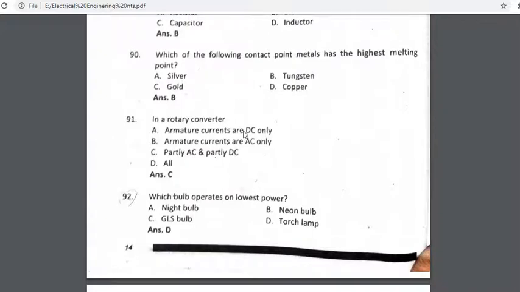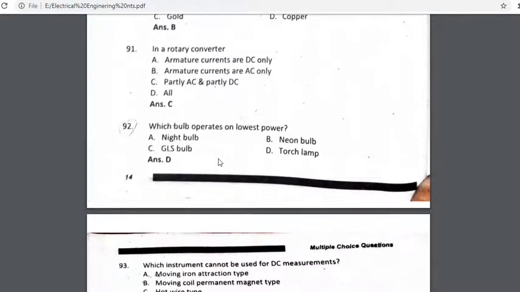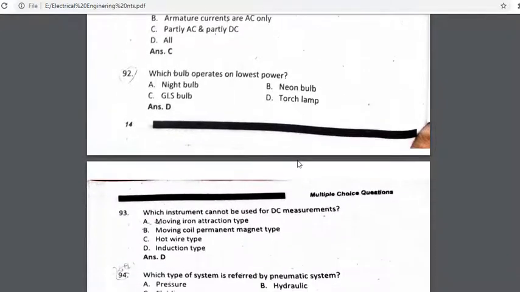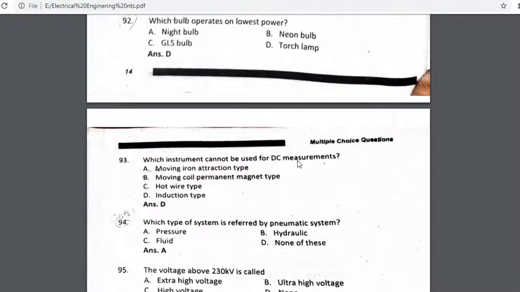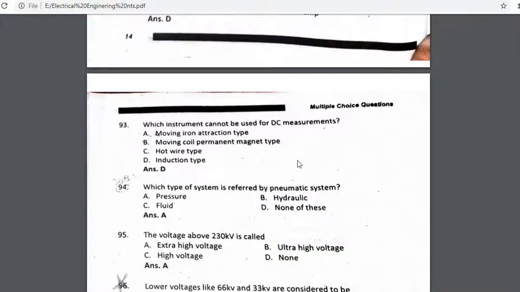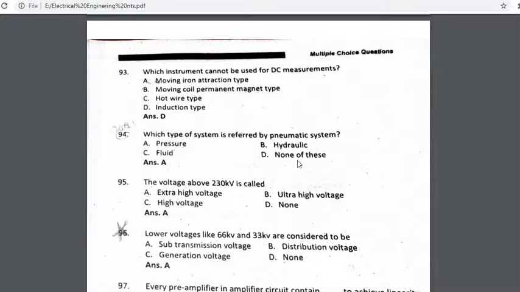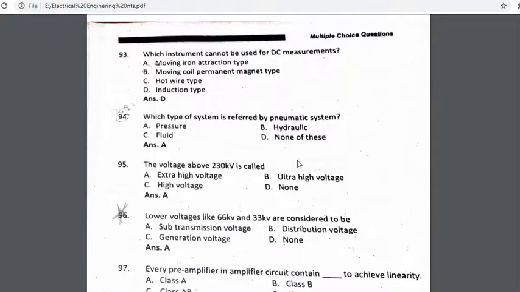In rotary converter, we have partially AC and partially DC. Which night bulbs operate on lowest power? You will get the lowest power on torch lamps. Which instrument cannot be used for DC measurement? You cannot use induction type for DC because induction is just for AC. Which type of system is referred to as pneumatic system? It is pressure. So wherever pneumatic comes, it is pressure.